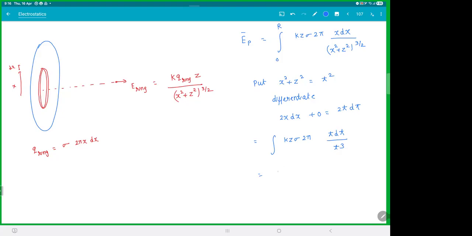K is 1 by 4 pi epsilon. So that will be sigma z by 2 epsilon. This would be minus 1 by t. Right? And we'll put the limit there, 1 by t. So that would be minus sigma z by 2 epsilon, 1 by root over x square plus z square. Limits will go from 0 to R.